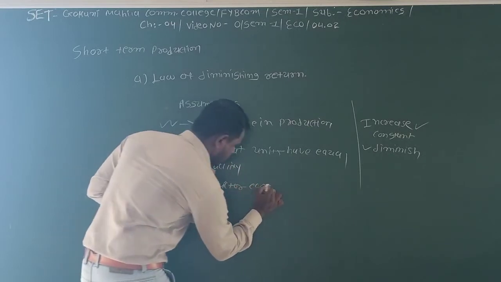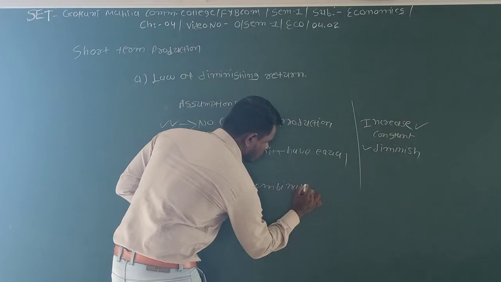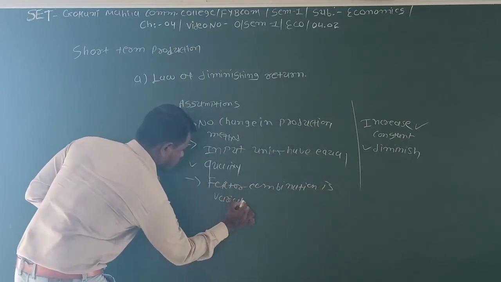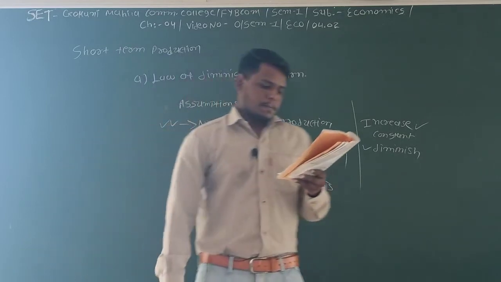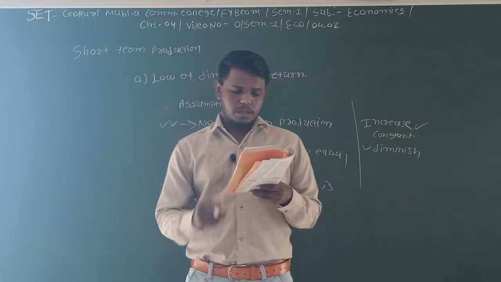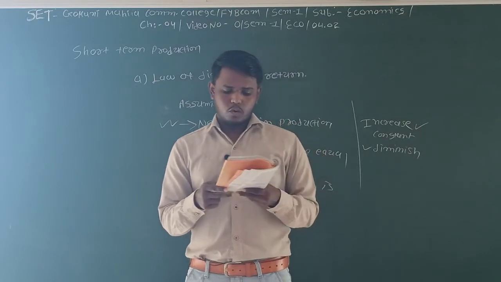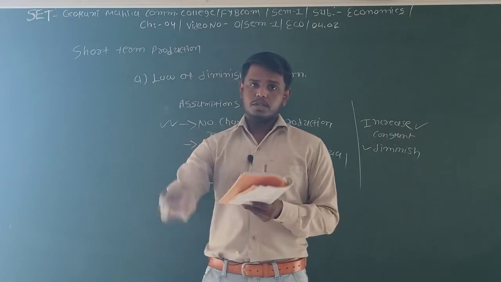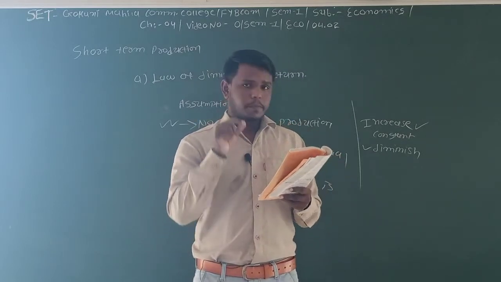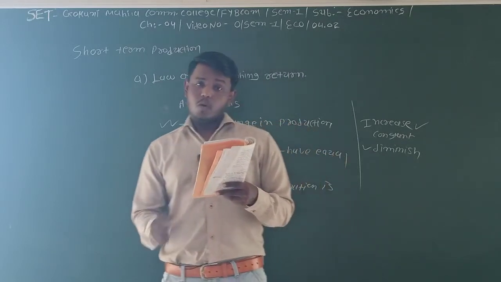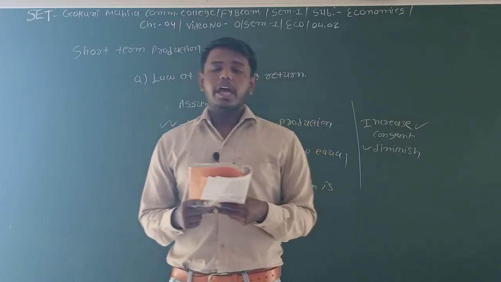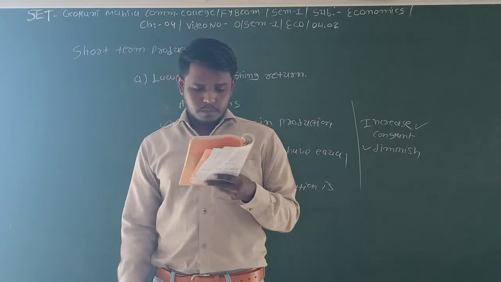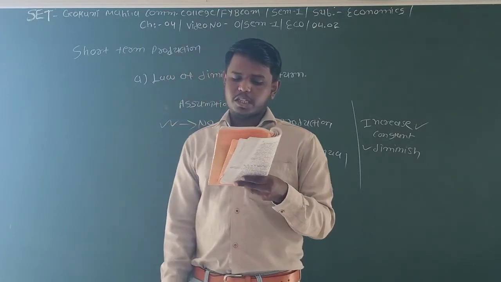Factor combination is variable. It is assumed that after keeping other factors constant, the proportion of only one factor is changed. It means all the other factors must be kept constant, all other factors must be fixed, and only one factor changes. This means that factor combination is variable.